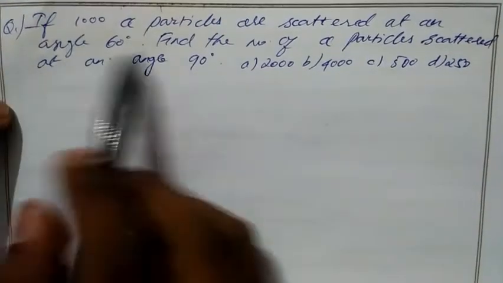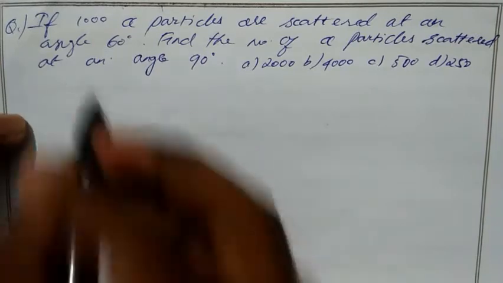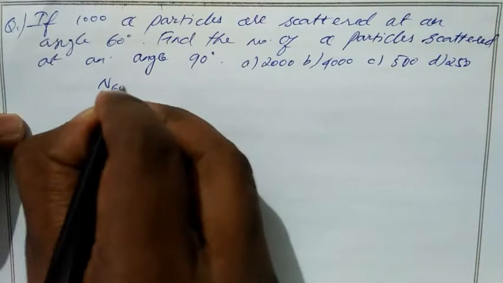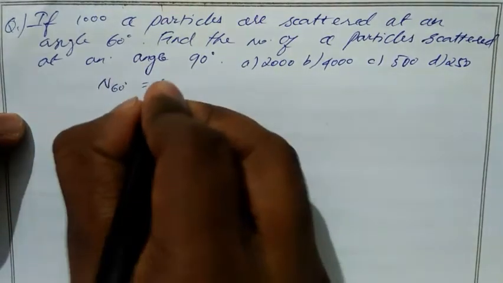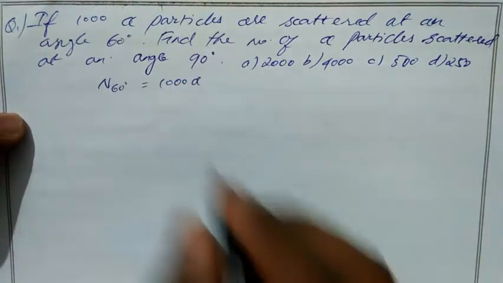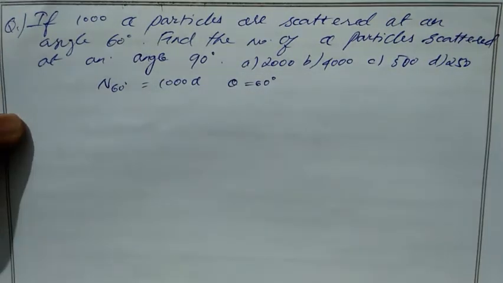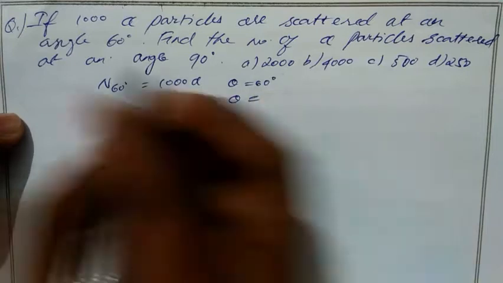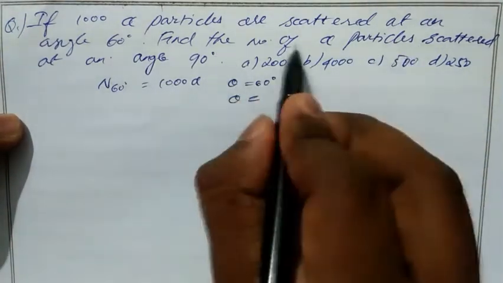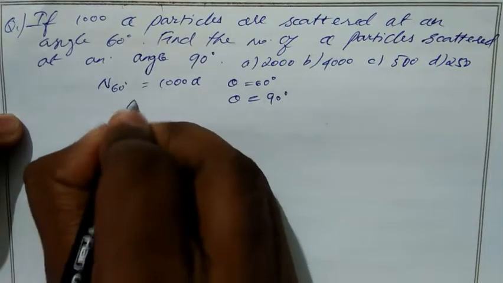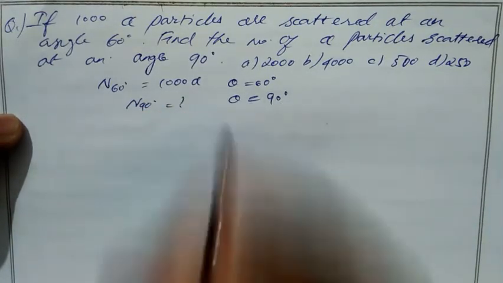So we will solve a numerical. If 1000 particles are scattered at an angle of 60 degrees, so at 60 degrees we have 1000 alpha particles. If the angle is 90 degrees, find the number of alpha particles scattered at an angle of 90 degrees. So if the angle is 90 degrees, then what is the number of alpha particles?